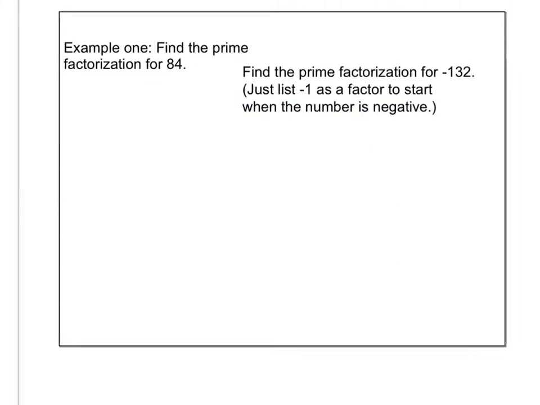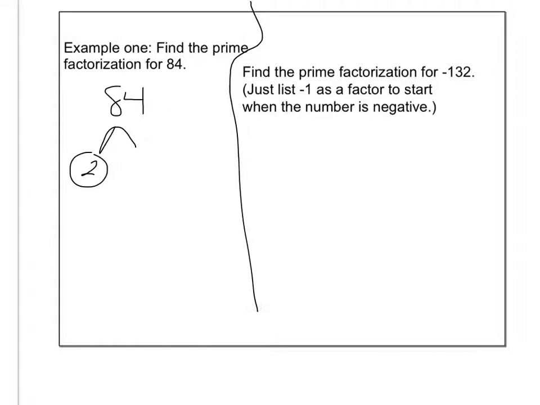Okay. Find the prime factorization of 84. So let's do that one first. So here we've got the number 84. So I'm going to go, what two numbers would multiply will give me 84? Well, I know 2 goes into it, so let's start with 2. So 2 times 42. Well, what are your factors of 42? Well, 6 times 8 are both factors of 42.